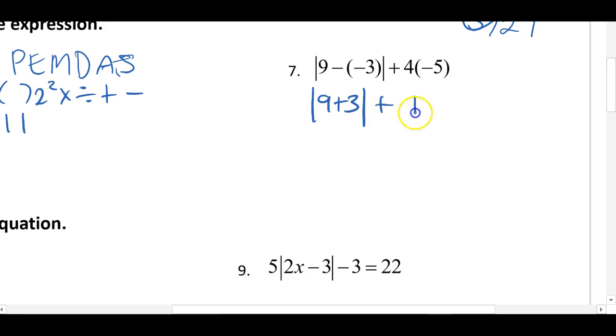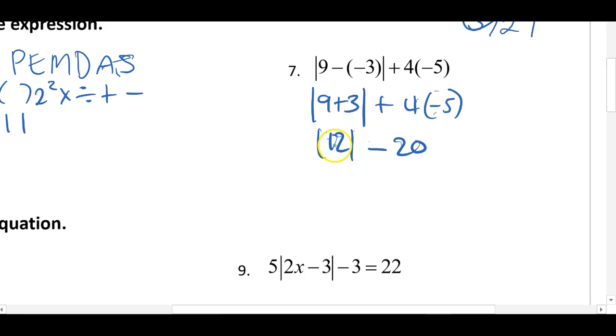I didn't change the 4 times -5 yet. Still want to handle what's inside these bars. So then 9 plus 3 is going to become 12. Now I'll multiply these two over here. So positive 4 times -5, well, that's -20.